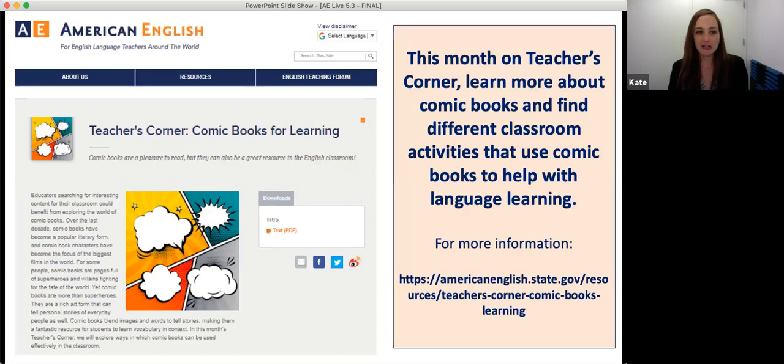Comic books are a pleasure to read, but they can also be a great resource in the English classroom. This month in the Teacher's Corner, learn more about comic books and find different classroom activities that use comic books to help with language learning. Visit the link here on the slide for more information.